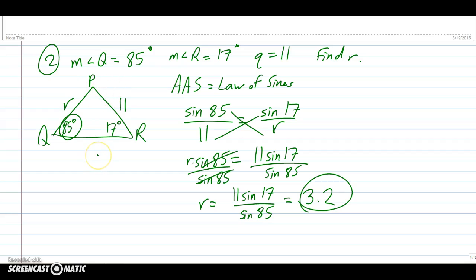We could keep going. We could find side P as well, the same way. Take 180 minus both of those angles, you'll get angle P, and then you could go for it and find side P.